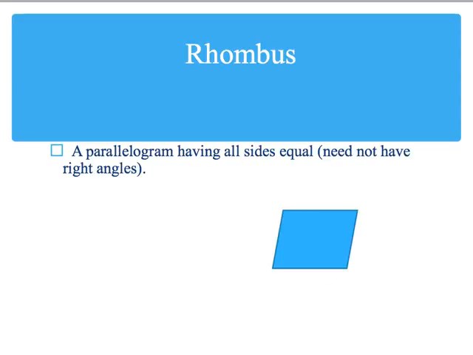We also have a rhombus. A rhombus is also a parallelogram. So it has two pairs of parallel sides, has four sides, but all of the sides are equal. The difference between a rhombus and a square is that a rhombus doesn't need to have right angles.